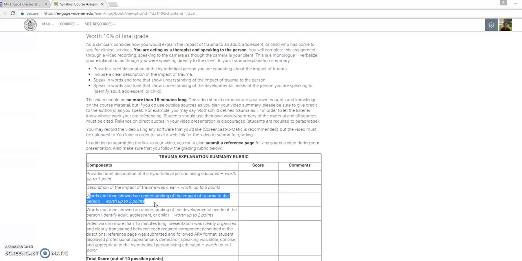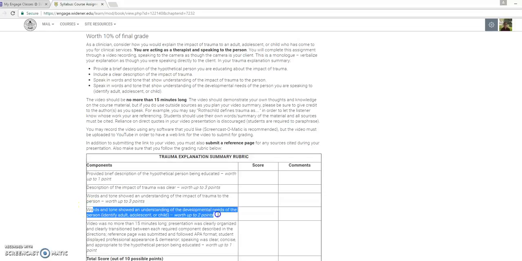The words and tone show an understanding of this impact to the person. So saying that, when you lose your temper or you're very angry about little things, this is what's going on with you. Showing an understanding of the symptoms and identifying where they're coming from is worth 3 points. And then what kind of language are you using with your clients? This is up to 2 points.